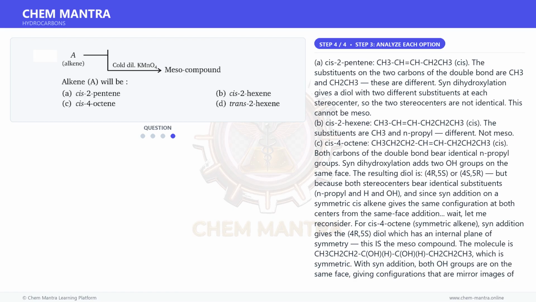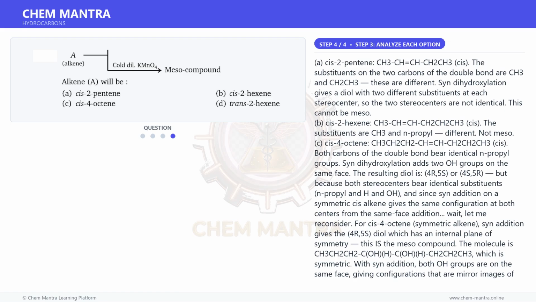Syn-dihydroxylation adds two OH groups on the same face. The resulting diol is 4R,5S or 4S,5R, but because both stereocenters bear identical substituents, n-propyl, H and OH, and since syn addition on a symmetric cis alkene gives the same configuration at both centers from the same face addition. Wait, let me reconsider. For cis-4-octene, a symmetric alkene, syn addition gives the 4R,5S diol which has an internal plane of symmetry, this is the meso compound.